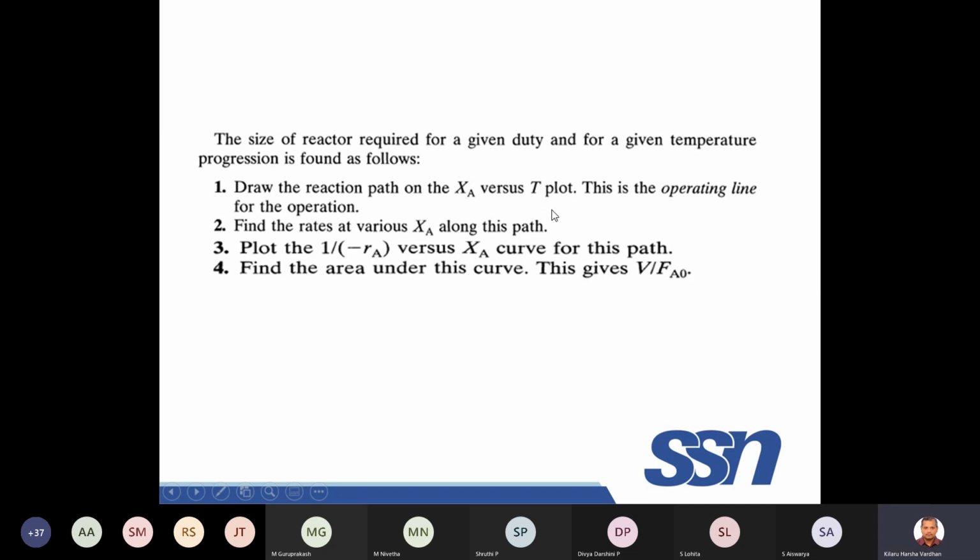For an XA versus T plot, this is the operating line for the operation. Find the rates at which the various XAs along this path. Plot minus 1 by RA versus XA curve for this path. Find the area under the curve. This will give you V by F naught. Then we can calculate the volume.